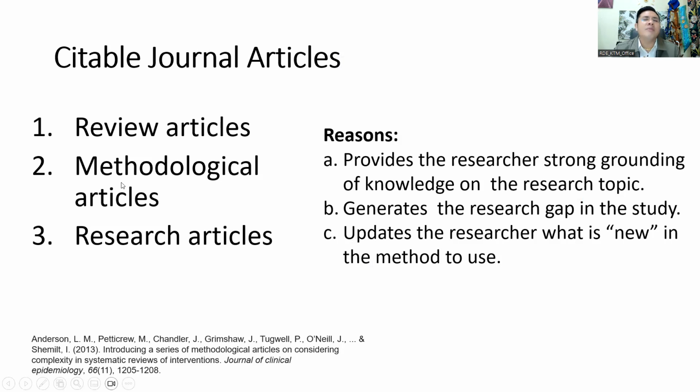So there are other types of journal articles that can be used. Could be a review article that synthesizes 200 to 250 research papers according to year, according to chronological order, or according to geographic origin. Methodological articles, I have mentioned this one, that research designs should have been reviewed. And the research articles are actually the published articles about the results of a study conducted.